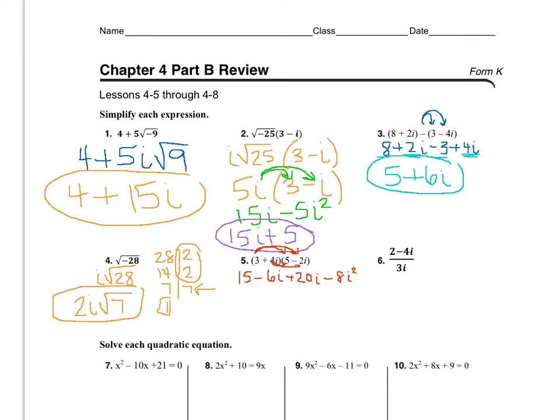Okay, so I have to go through and reduce some things. First of all, I see that my -6i plus 20i can be rewritten as plus 14i because I combine those two things together. But also, I have an i squared here, which remember is the same as -1. So what is -8 times -1? Well, it's just plus 8. And then the last thing we have to do is take our 8 and our 15 and combine them together.